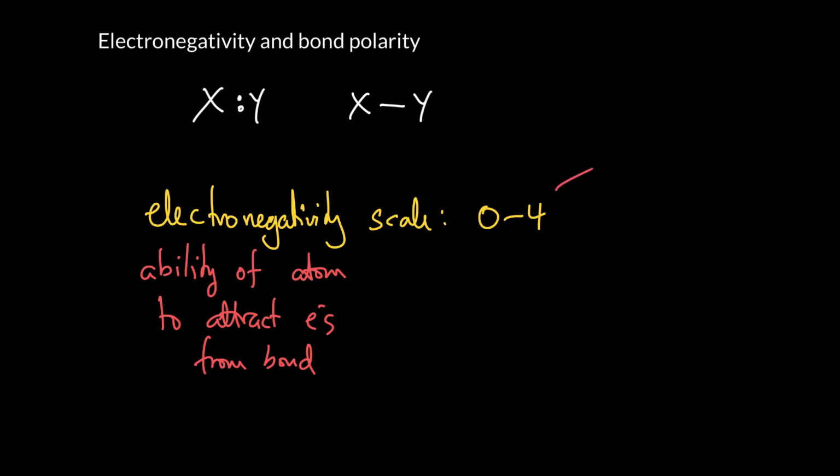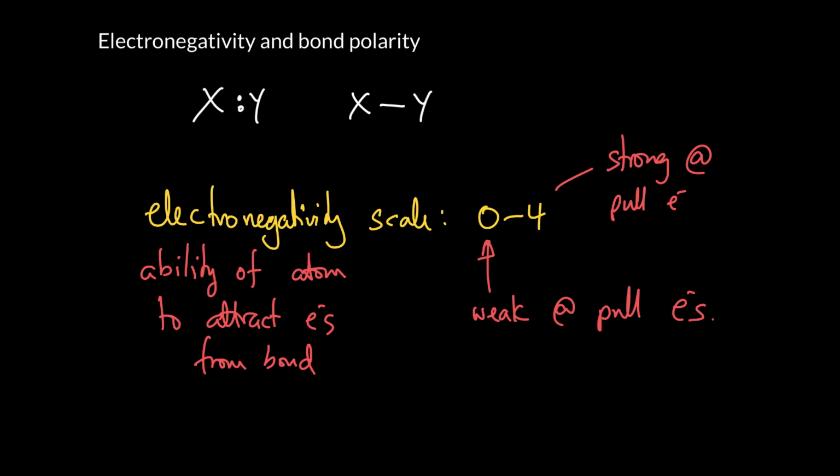So if an atom has an electronegativity of 4, then it is pretty amazing at pulling electrons. So it's very strong at pulling electrons towards it. And if it's got something like an electronegativity of 0, which I'm not sure if anything goes all the way down to 0, it's basically incredibly weak at pulling electrons out of the bonds. So it is essentially a fight to the death.